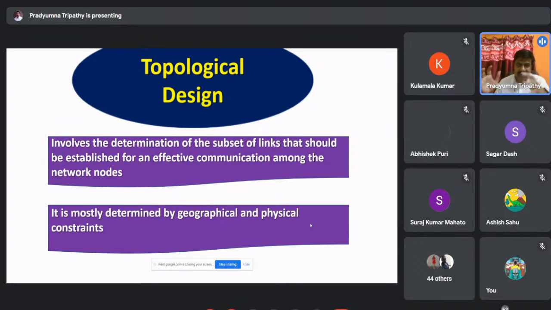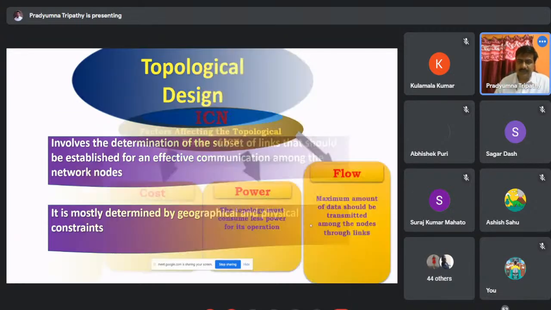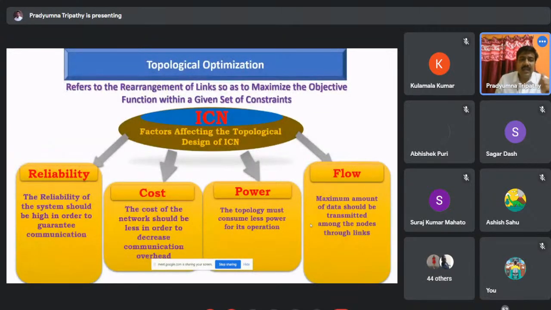So given a set of nodes and links, we need to design a topology. It refers to the arrangement of links so as to maximize the objective function. Maximize the objective function means we may want to maximize the reliability, or maybe we want to minimize the cost within a given set of constraints, maybe a budget constraint, a cost constraint, or a power constraint.